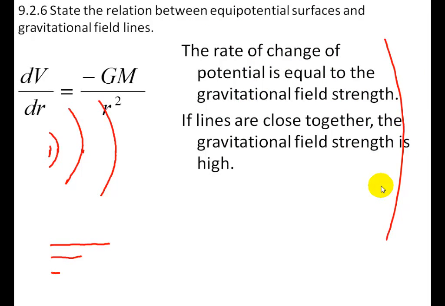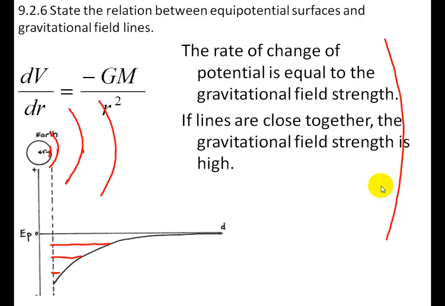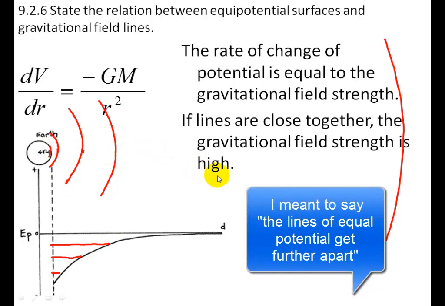State the relation between equipotential surfaces and gravitational field lines. Okay, we've done this. Here we can show lines of equal potential, and this corresponds to this line there, this corresponds to this, this corresponds to this. So as you get away from the planet, the field lines get further apart.